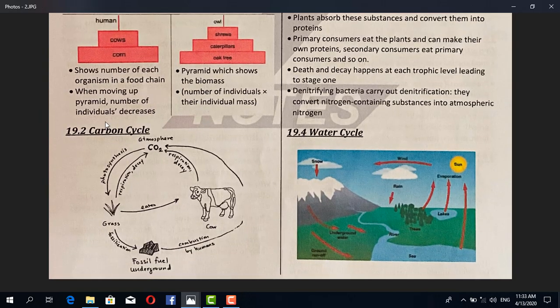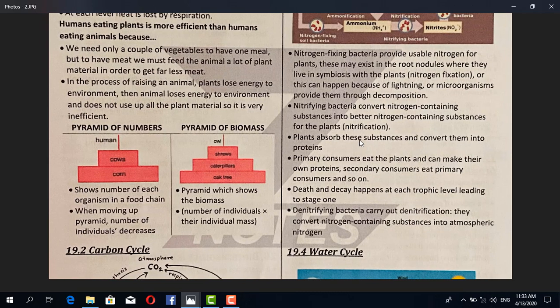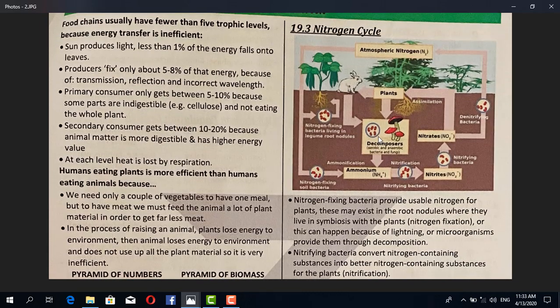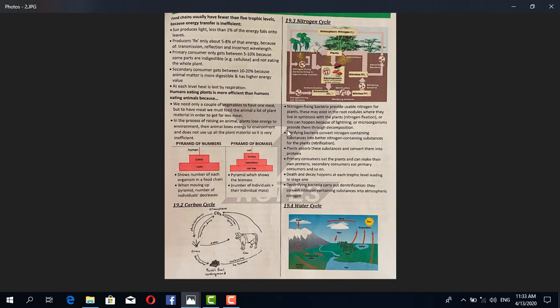Then we move on to the carbon cycle. I'm pretty sure that the carbon cycle, the water cycle, and the nitrogen cycle, you are much familiar with, and practically we've done this before.